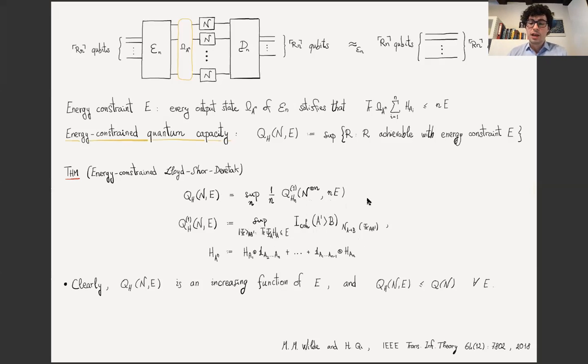Okay, so it turns out that, of course, the larger the energy, the more room you have in your Hilbert space to do the encoding, and the better. So the higher the quantum capacity. So for every fixed energy E, the quantum capacity without energy constraint is, of course, larger than the one with the energy constraint.